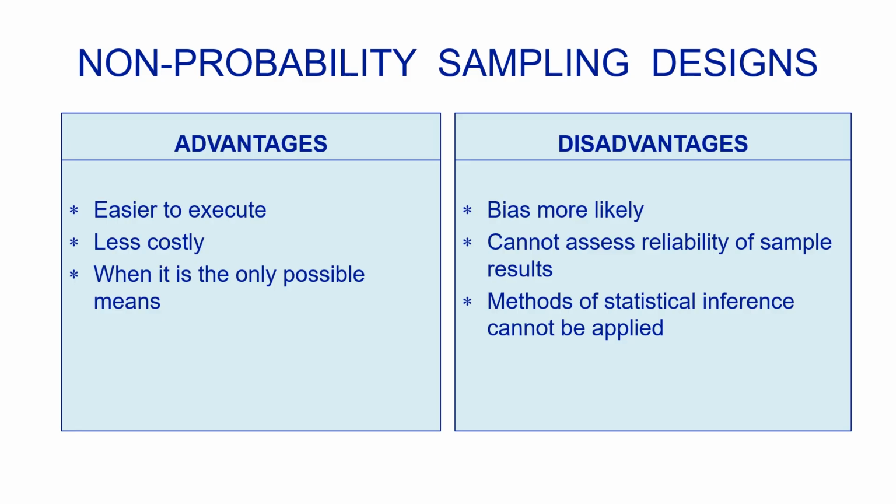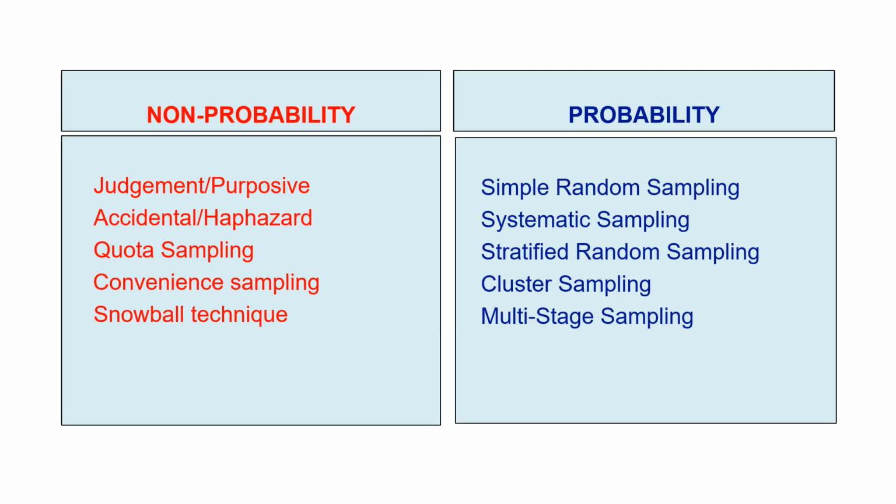The advantage of non-probability sampling designs is that they are easy to execute, they are less costly, and for certain studies it is the only possible means, like snowball sampling. On the other hand, it may compromise the validity, reliability, and generalizability of the results. We now go to probability sampling designs.